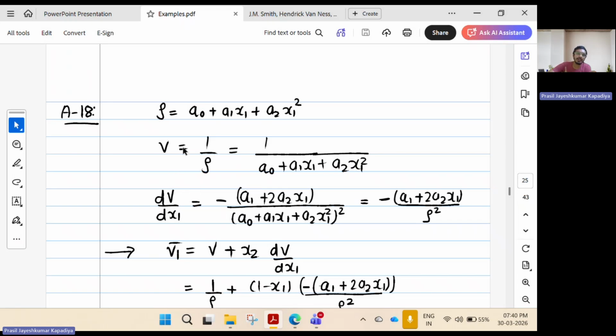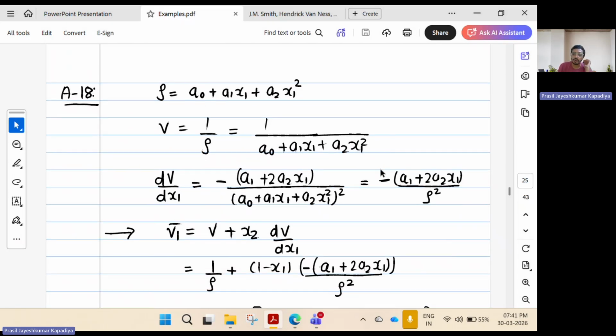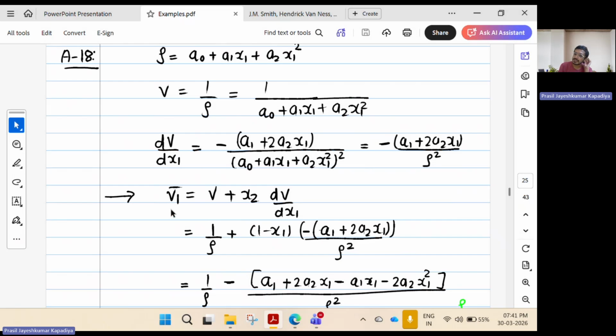We are just saying that it is per gram, so we are not multiplying it with some number m or n. So we are just taking v is equal to 1 by rho, so 1 upon a0 plus a1 x1 plus a2 x1 square. Now to find V1 bar, I need V1 bar is equal to v plus x2 dv dx1. So I need to find dv dx1. So dv dx1 is minus 1 upon this whole square.